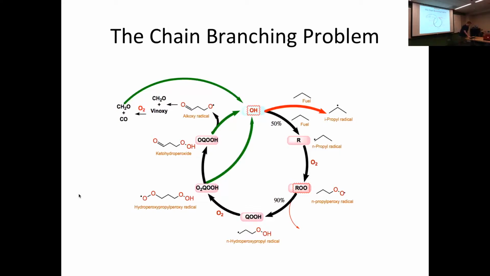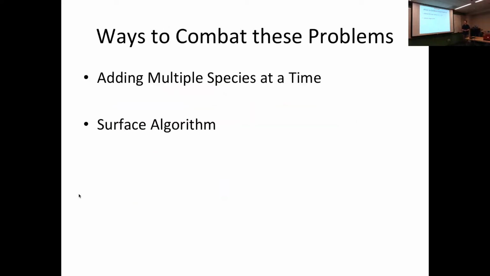There are two ways to combat these problems right now. Adding multiple species at a time actually helps a lot with this problem. And then I'm going to talk a bit about the surface algorithm. There's another algorithm I'm developing right now that so far works a lot better than the surface algorithm. It has a lot fewer side effects. If you run into this problem and you're interested in that, email me and I can probably set you up with it.